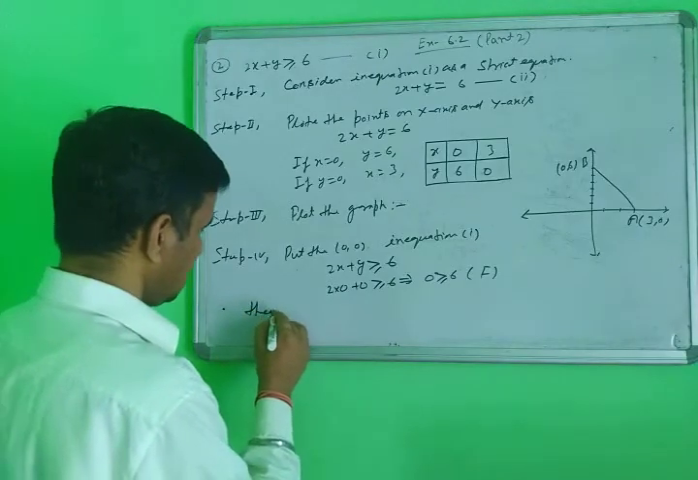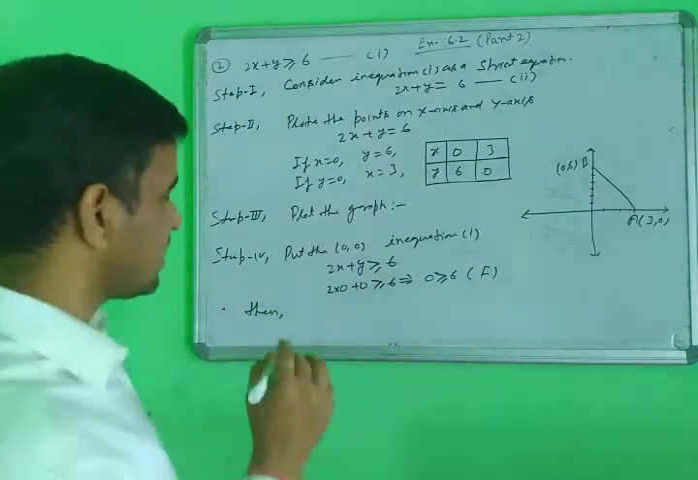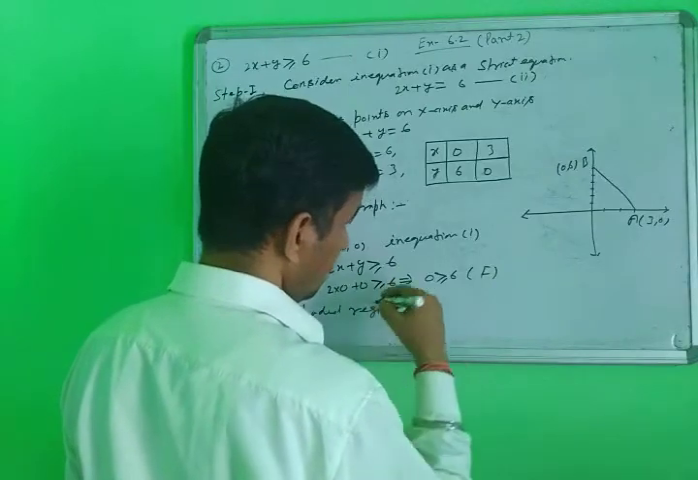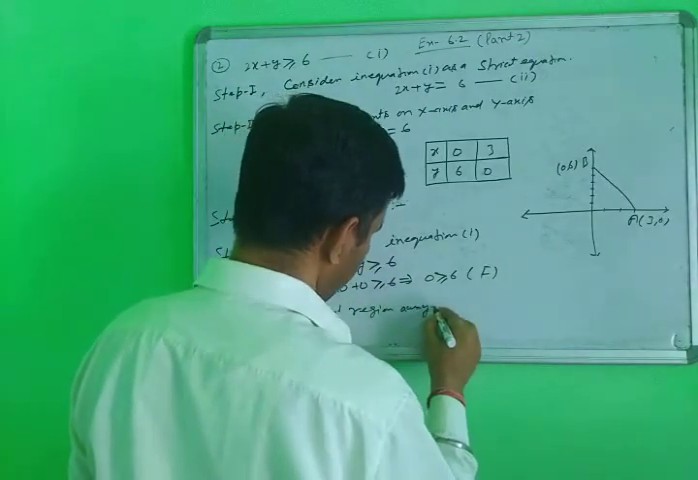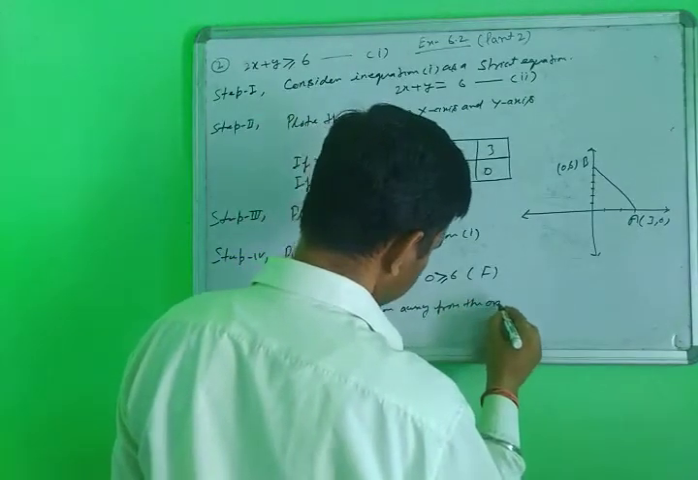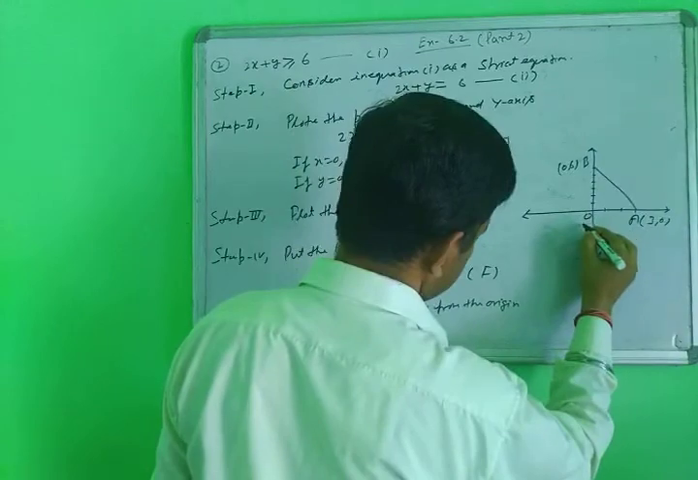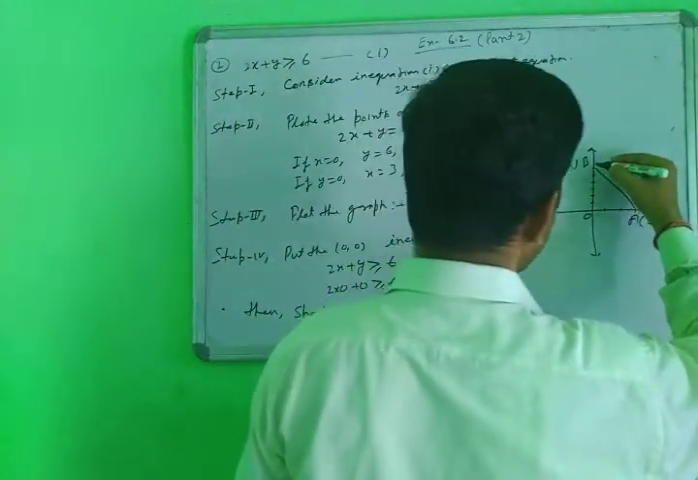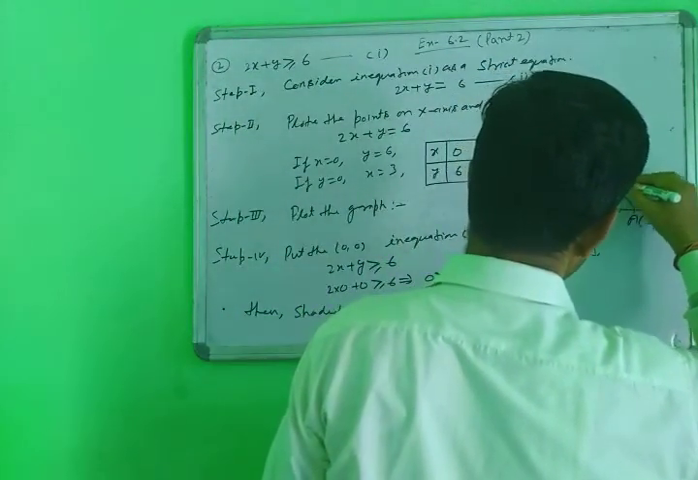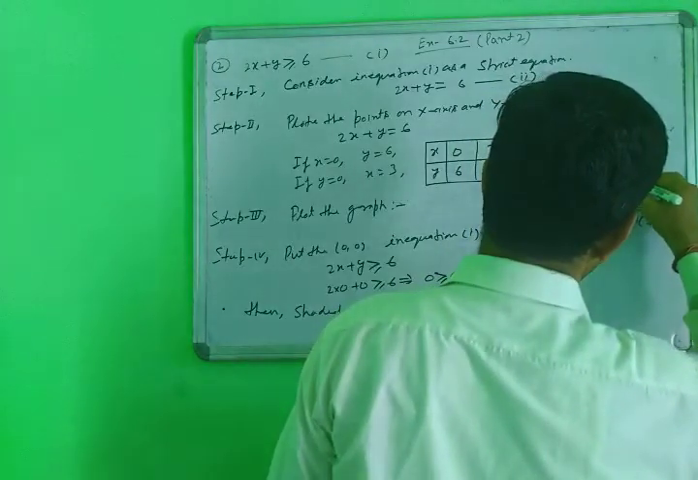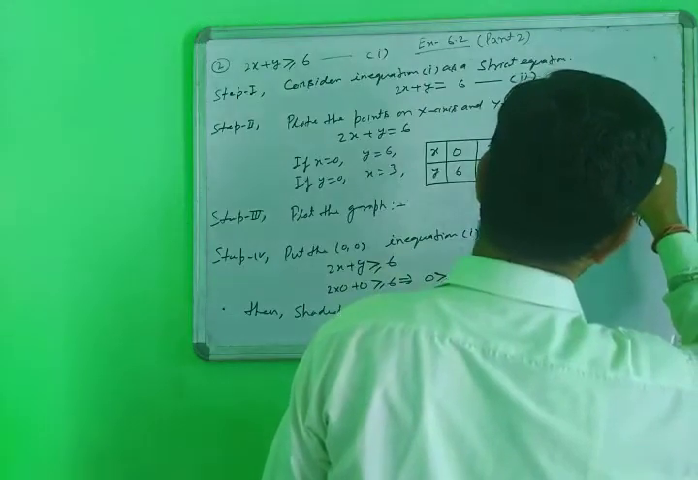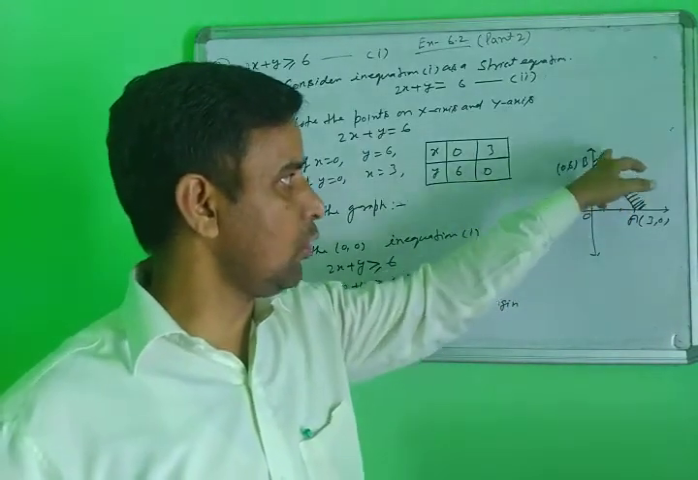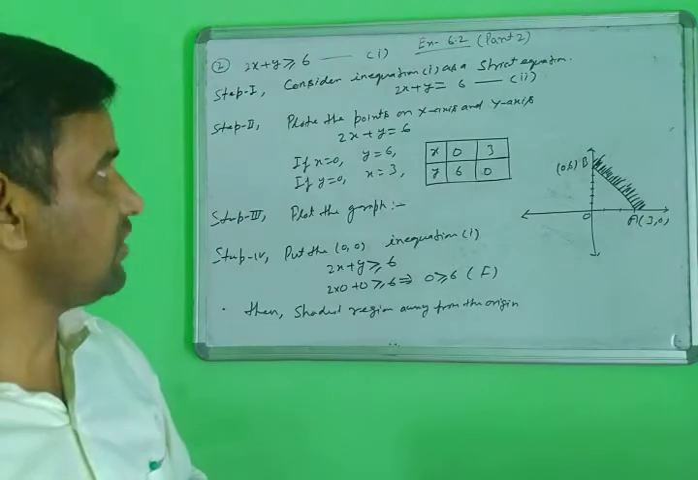Hence you can say that the shaded region is away from the origin. This is called the origin. The result is the shaded region away from the origin, meaning this portion is your solution region. Away from the origin, this whole part is your solution region. In this way you can easily find the solution.